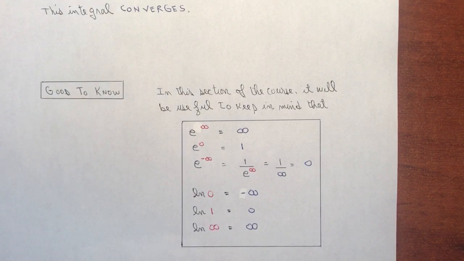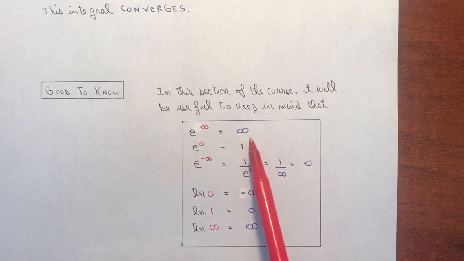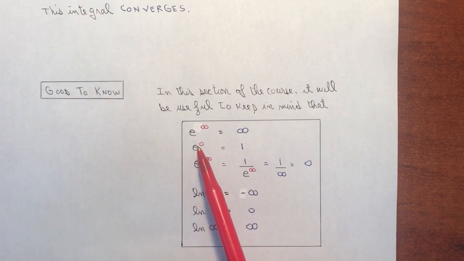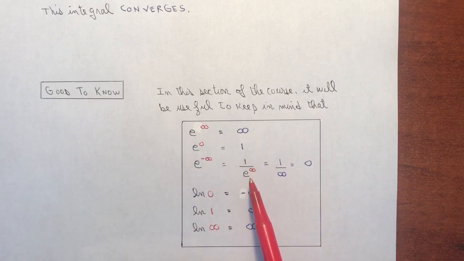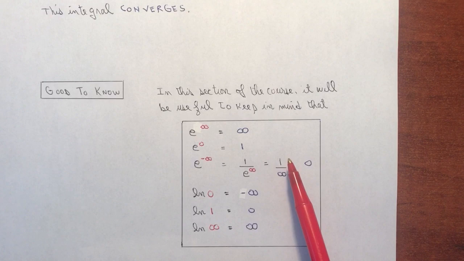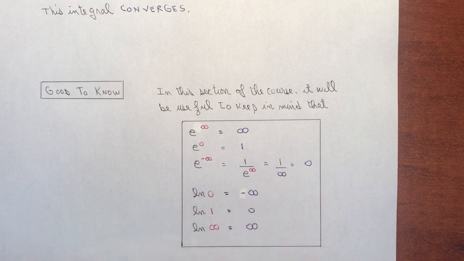I will leave you with a couple of good-to-know little expressions in this chapter, some useful things that we are going to bump into. e to the infinity is infinity. e to the 0 is 1. e to the minus infinity is 1 over e to the infinity, and e to the infinity, we just saw, is infinity, so that is 0. ln of 0 is minus infinity. ln of 1 is 0. ln of infinity is infinity.